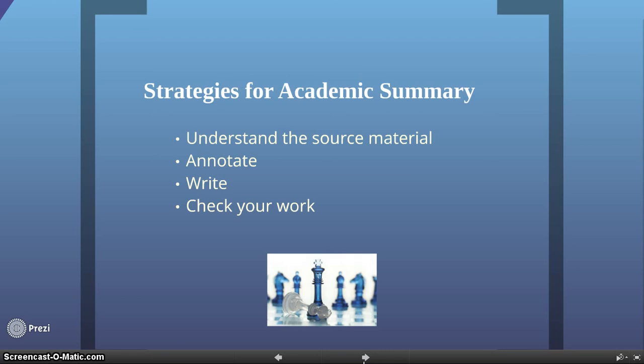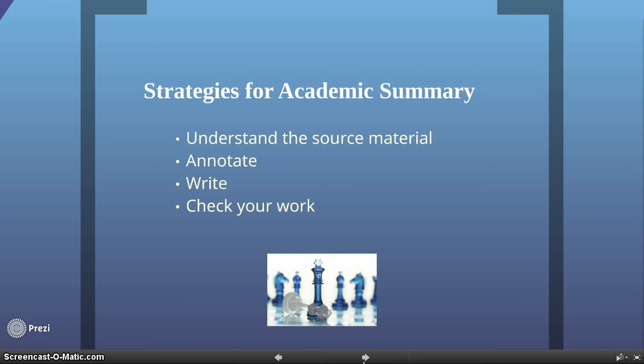And I do want to mention that these are only strategies. These are not the only way to do this. However, I have found them to be fairly good strategies for academic summary. And we'll talk more about those. I know that you'll be working to develop your own methods for academic summary, at least in part because we use summary throughout the semester.